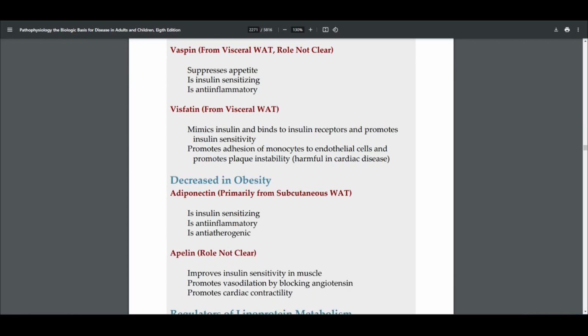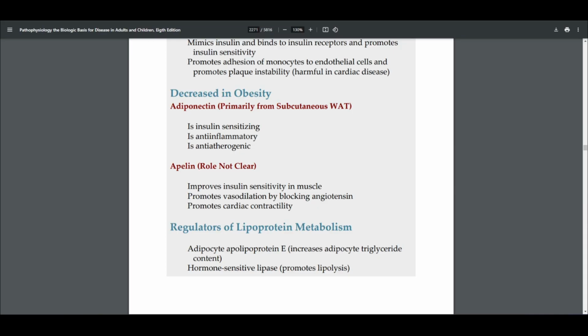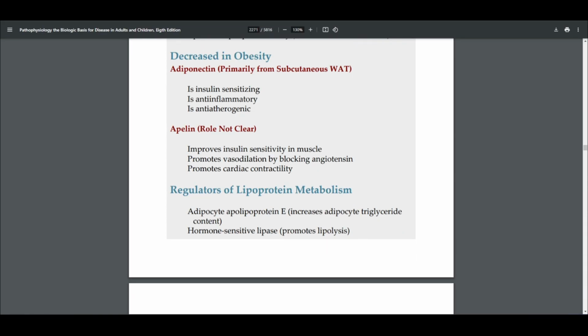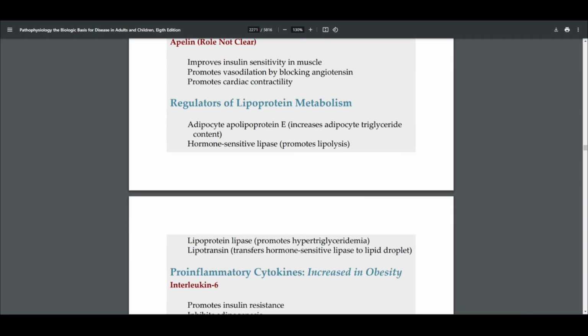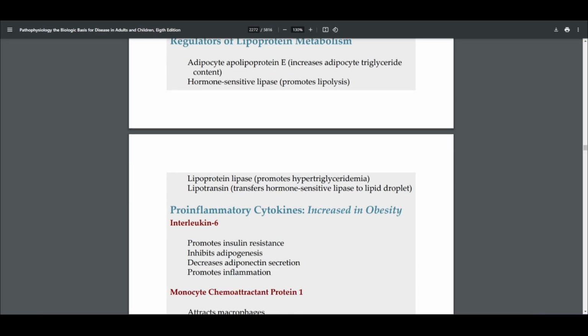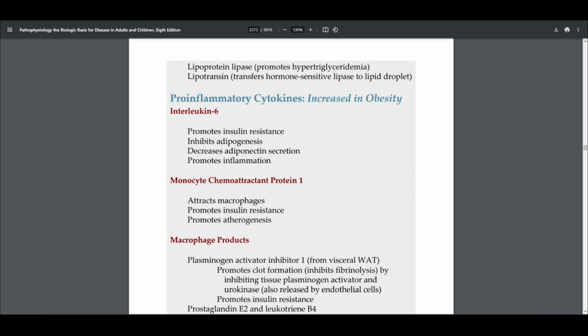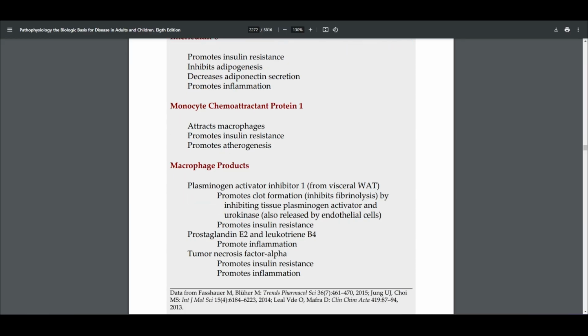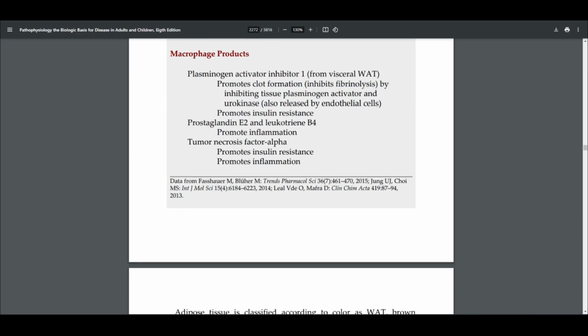And then there are things that you'll see decreased in obesity: your adiponectin, your apelin, and your regulators, which for some reason don't get their own categories. So adipocyte apolipoprotein E, your hormone sensitive lipase, lipoprotein lipase, and lipotransin. And then your pro-inflammatory cytokines that are increased in obesity: your interleukin 6, monocyte chemoattractant protein 1, and macrophage products.